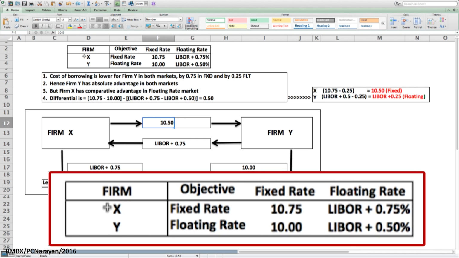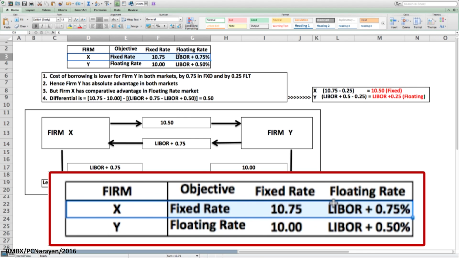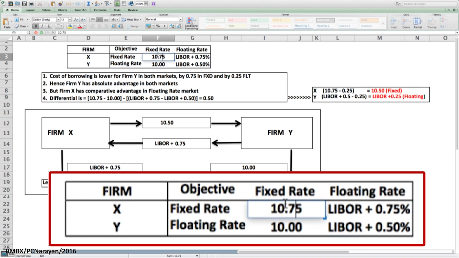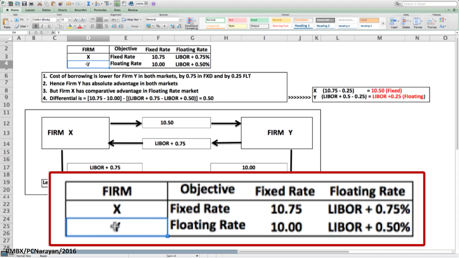Let's say there are two firms, firm X, which prefers to borrow in fixed rates, and the rate it commands in the market is 10.75 if it wants to borrow fixed rate, and LIBOR plus 0.75 if it wants to borrow floating rate. And its counterparty is a firm Y who prefers a floating rate, and the rate it commands in the market, if it went for a fixed rate loan, it could get it at 10%, and if it went for a floating rate loan, it could get it at LIBOR plus 0.5%.